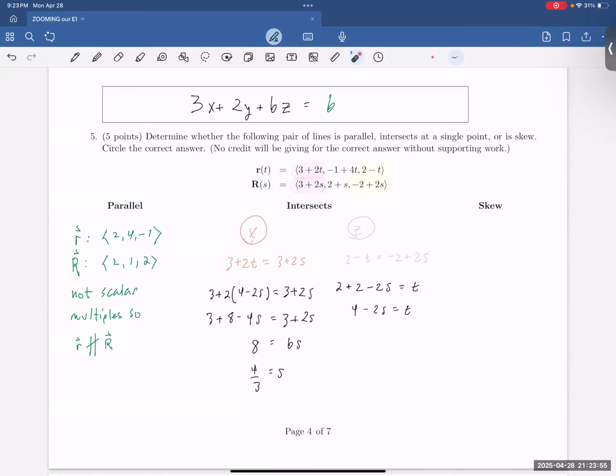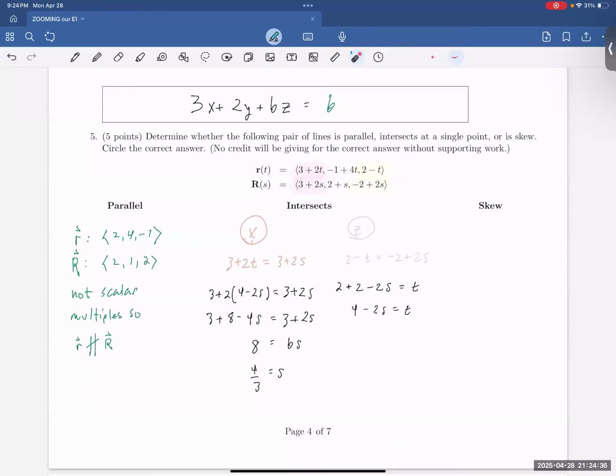Now it's 5-2. And then move the -2 and the 2S over here. So that's 4 minus 2S. T is 4 minus 2S. That's true. Plug it in there. So 3, 8, minus 4S, 3 plus 2S. The 3's cancel. 6S, S is 4/3. Something doesn't seem to be right there.